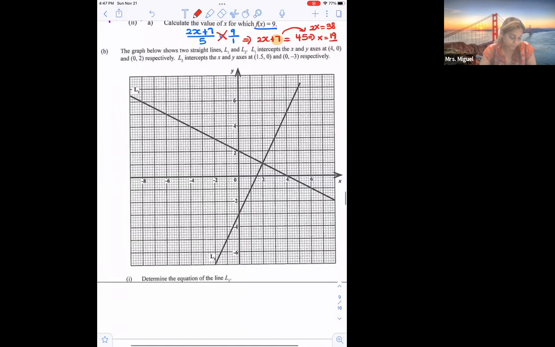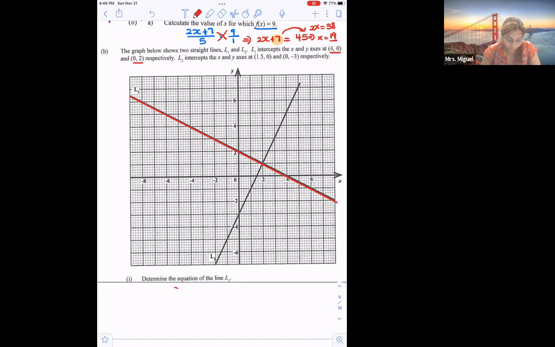Part B, determine the equation of L1. So this is the line here. And to find the equation, we need 2 points. The points that they give you are (0, 4) and (0, 2).